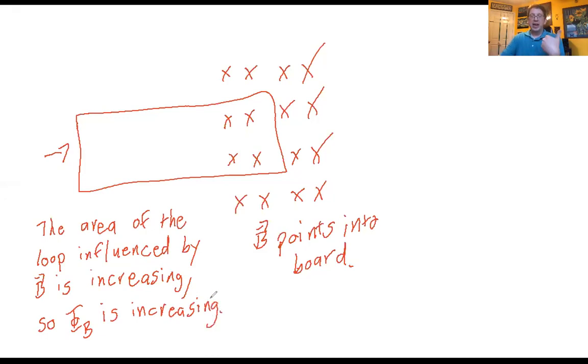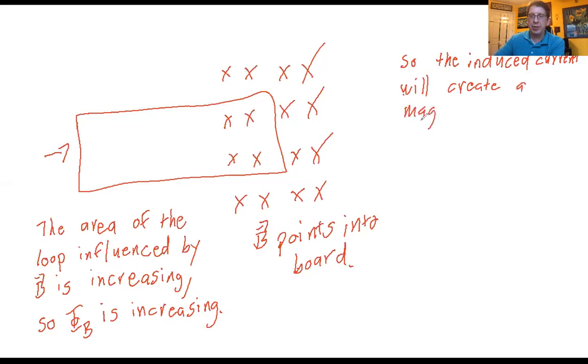So if the magnetic flux is increasing, then the induced current is going to oppose the change. So the magnetic field points into the board. The flux is increasing, so the induced current will create a magnetic field that points out of the board.